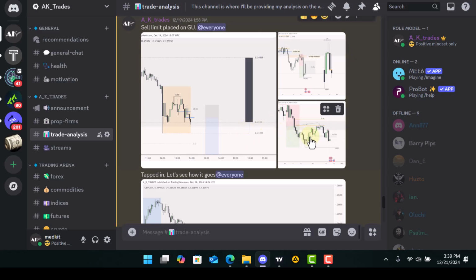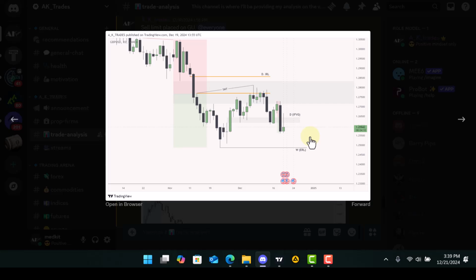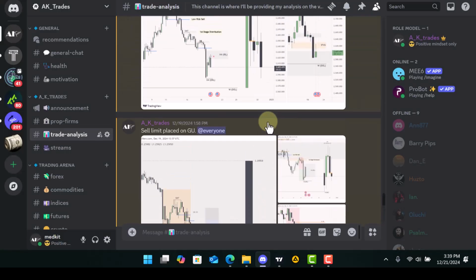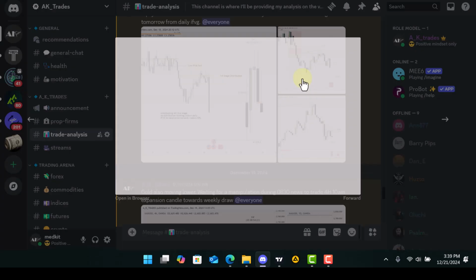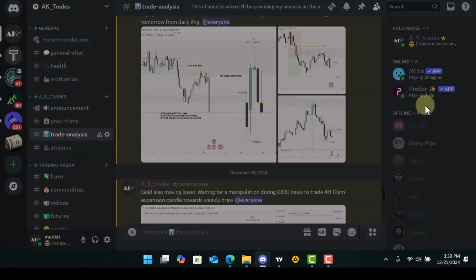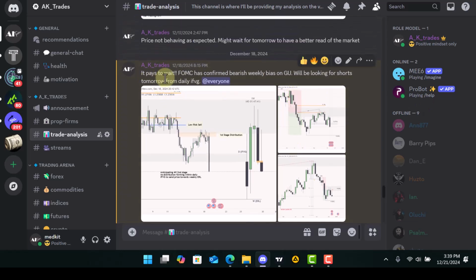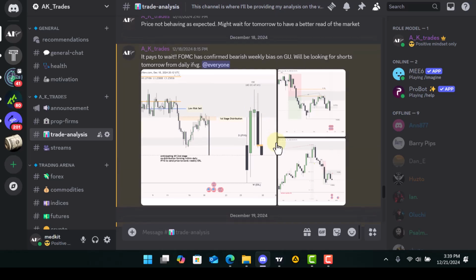So in the server, I also presented my idea, this time from the daily key level. That is the daily inversion fair value gap. I anticipated this happening in the previous day. That is a day before I took this trade. I anticipated this happening and I called it out in the group. Yes, I called it out here. And I think I made a statement that it pays to wait. FOMC has confirmed bearish weekly bias on GU. We'll be looking for shorts tomorrow from the daily inversion fair value gap.